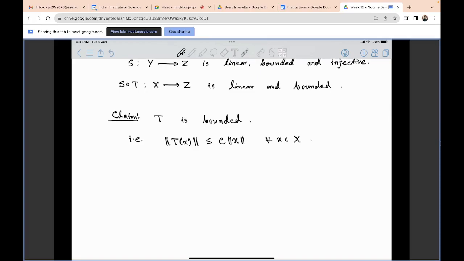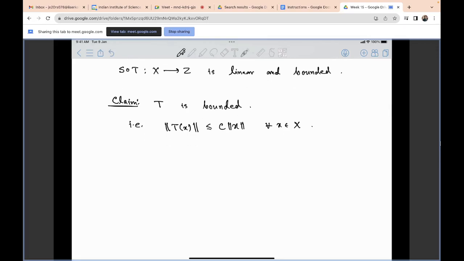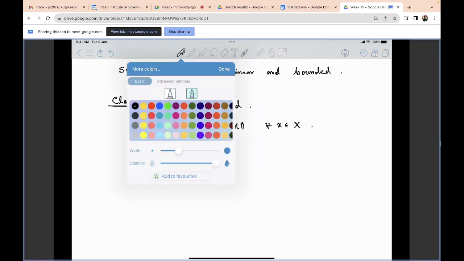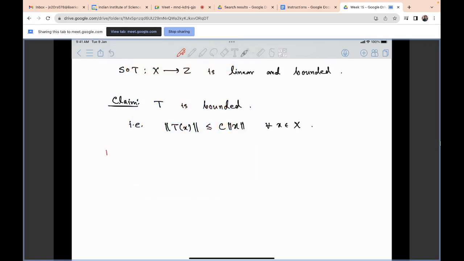So how will we prove that T is bounded? For this we will use one result. There are different techniques for showing that an operator is bounded. So here one technique is the closed graph theorem. We will use this one. So let me write the result. Theorem. This is called the closed graph theorem.